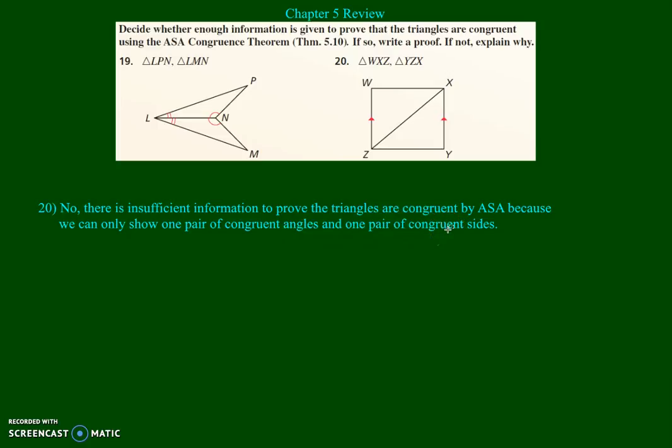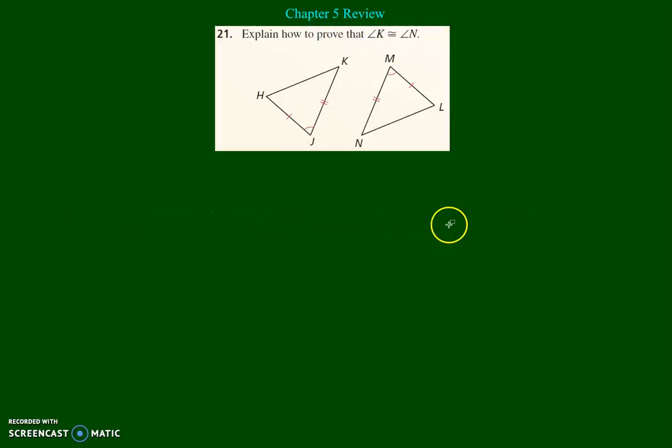Now on to problem 21. In problem 21, we're given these two triangles, and we need to show that angle K is congruent to angle N. So they're not given to us as being congruent, but what we are given is this side is congruent to this side, and this angle to that angle. So clearly we have side, angle, side congruence working here. So we should be able to show that these triangles are congruent by side, angle, side, and then by extension we'll be able to show that these two angles are going to be congruent.